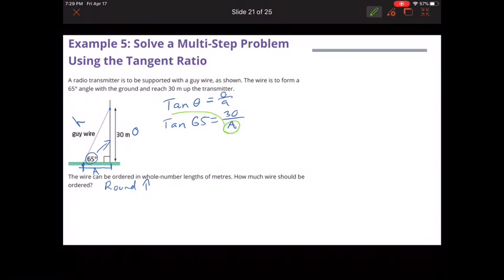So it moves over the same way we did the other one, or we multiply both sides by A, however you want to think about it. We end up with A times tan 65 equals 30. Then we want to move the tan 65.